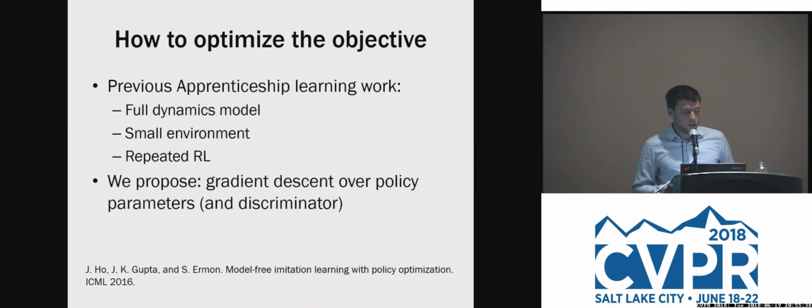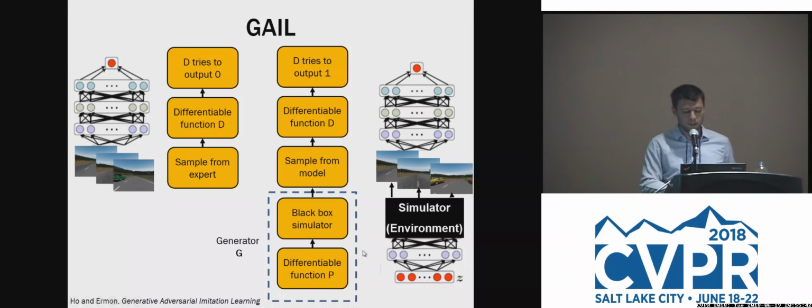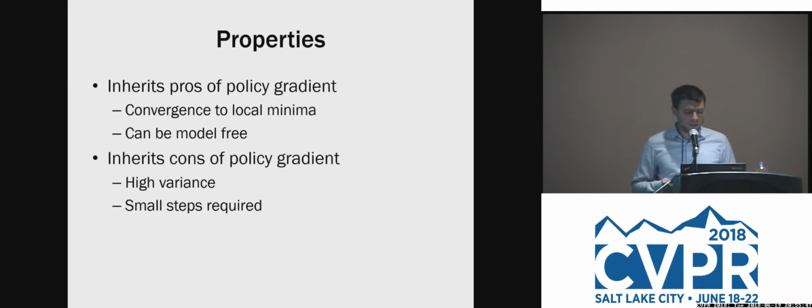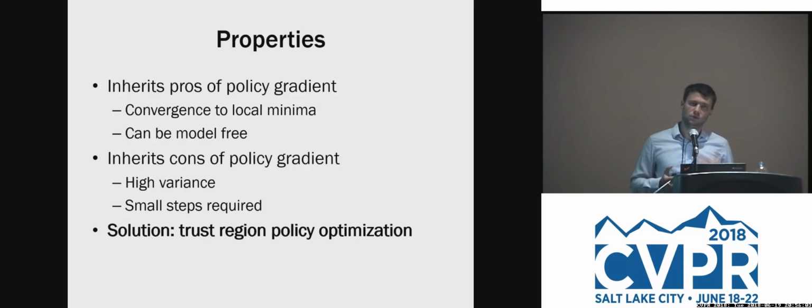Our solution is to basically just do policy gradients over this policy here. The nice thing is that it can be applied in a model-free way, so you don't really need to know how the environment works. It has some good properties in the sense that it converges to local optima. It's also potentially difficult to train, and so our solution, the thing that you actually need to do to get this to work in practice, is to use trust region policy optimization methods.